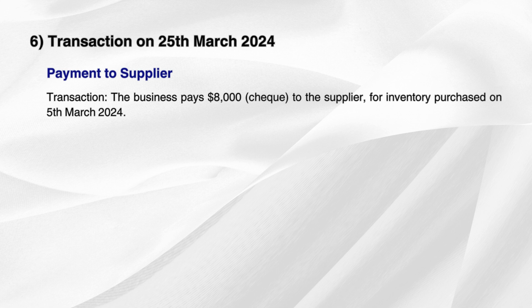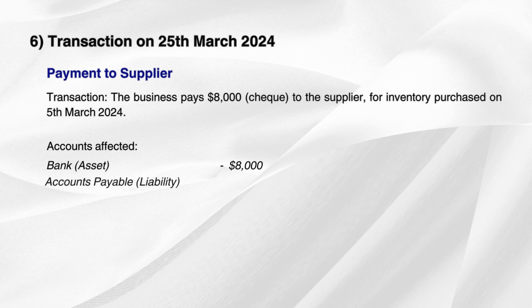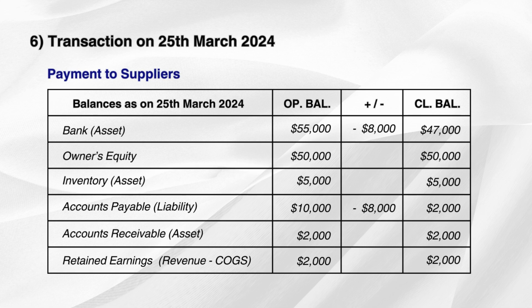Further, on 25th March 2024, the business pays $8,000 by check to the supplier for inventory purchased on 5th March 2024. As the payment is made from bank, the balance will reduce by $8,000. As the payment is made to the supplier, the accounts payable balance will decrease by $8,000. After considering these changes, the account balances will change on 25th March 2024, which is given in this chart, where we can see that bank balance has reduced by $8,000 and accounts payable account has reduced by $8,000.